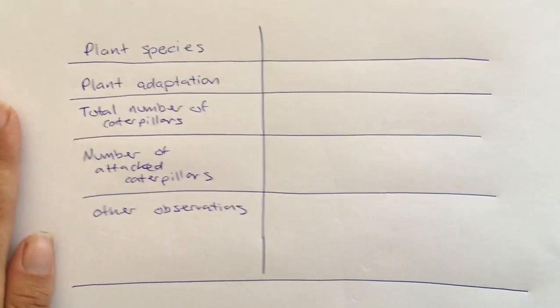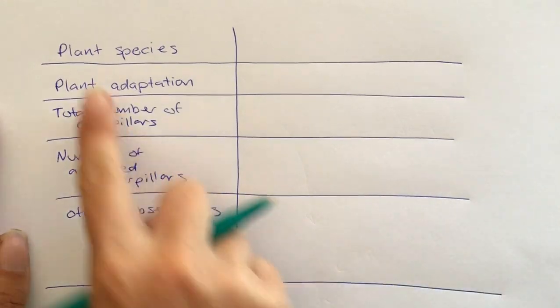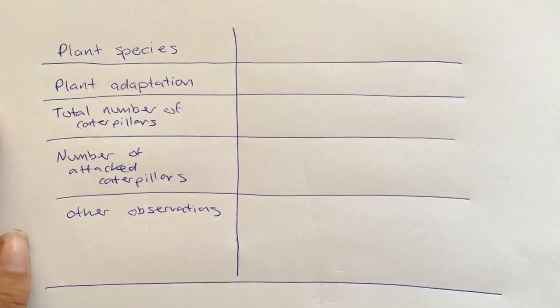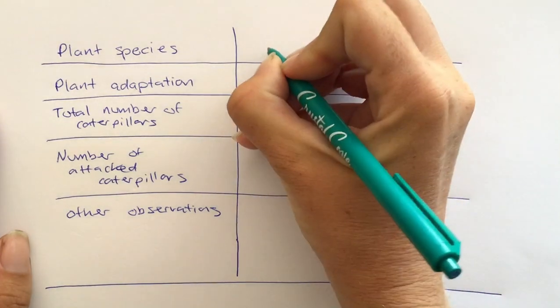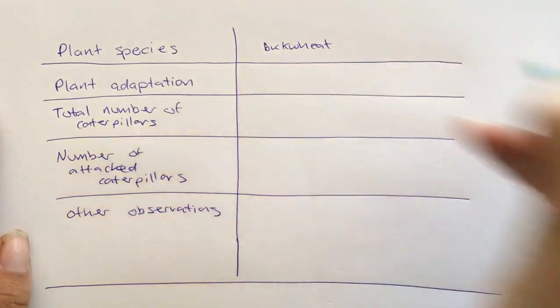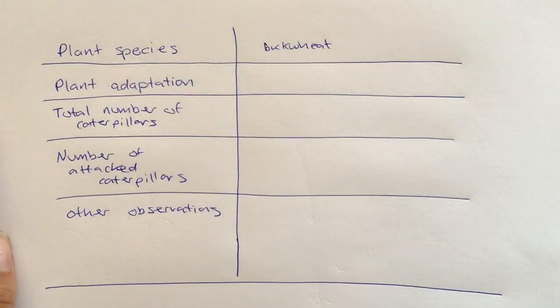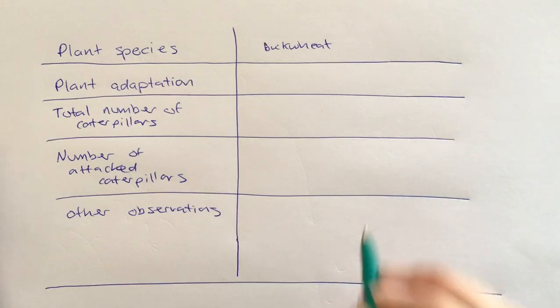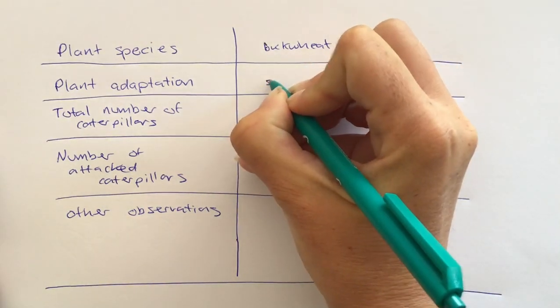So for an example of how we would fill this in, for plant species, that is the one you chose in your garden. You chose two different species. So one plant that I picked was buckwheat. So when I'm recording data on my buckwheat plants, I want to make sure I write down which plant it was. The buckwheat was the plant with small leaves that I chose because I'm comparing small and big leaves, so I will write small leaves here.